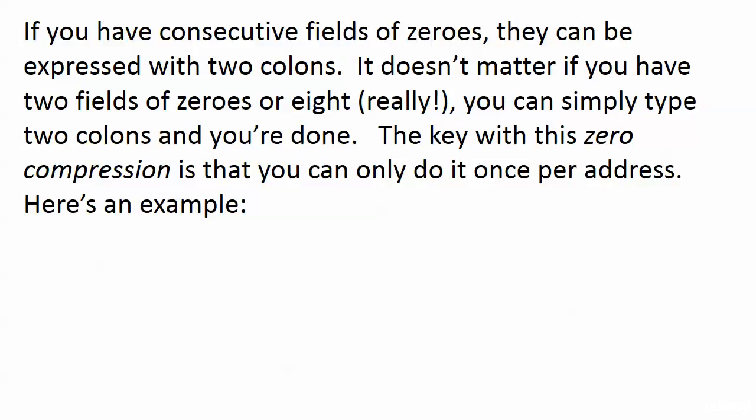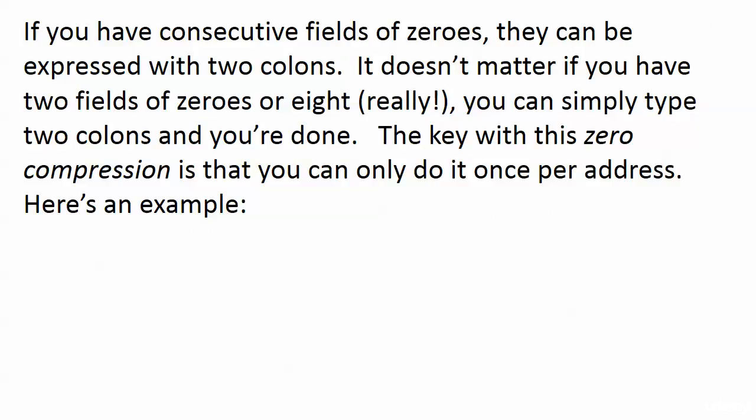2 very simple rules when it comes to compressing IP version 6 addresses. It's going to be some of the simplest stuff you've ever seen. One has to do with zero compression, and another has to do with leading zero compression. Now, if you have consecutive fields of zeros, they can be expressed with 2 colons, or a double colon. It doesn't matter if you have 2 consecutive fields of zeros or 8 consecutive fields of zeros, and I mean that.